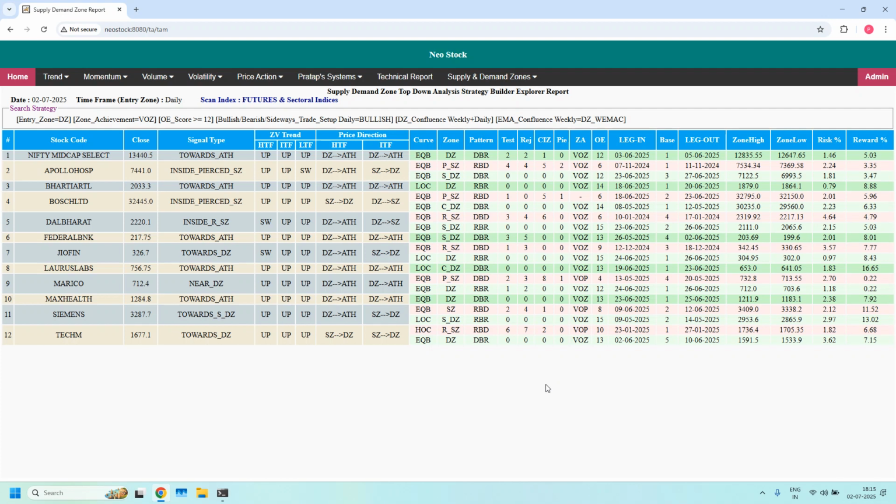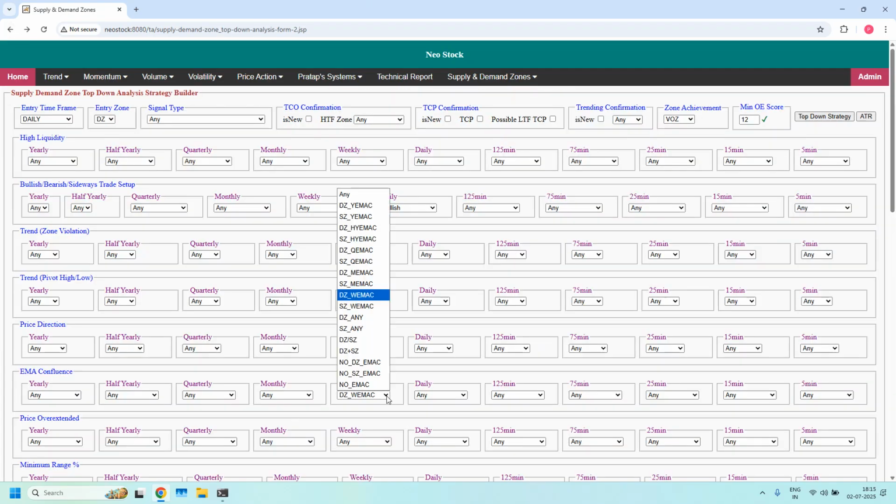Okay, so these are the high probability trade setup supported zones based on daily and weekly demand zone confluence and weekly EMA confluence. Next, we will look into daily, weekly and even monthly demand zone confluence, HTF. So let's verify all the three zone confluence.